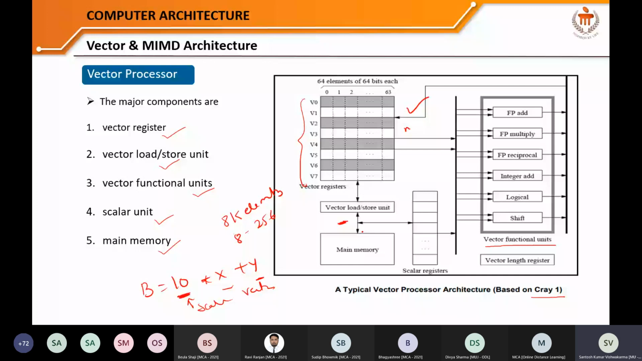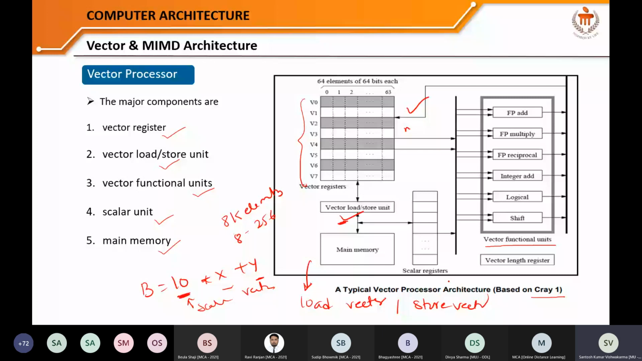And the second, let me write it also so you'll be quite clear. The first one is load vector, where a vector moves from memory to a vector register. And the second is store vector. As you can see over here, this operation moves a vector to memory. This is the vector load or store unit.